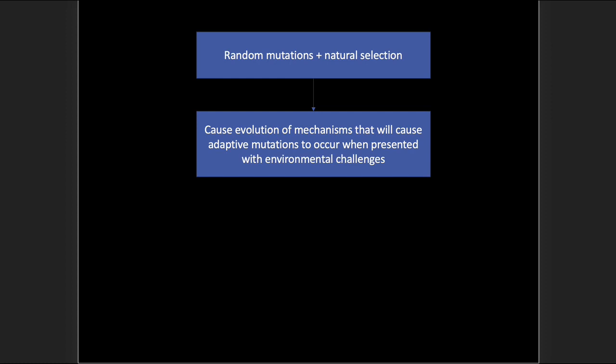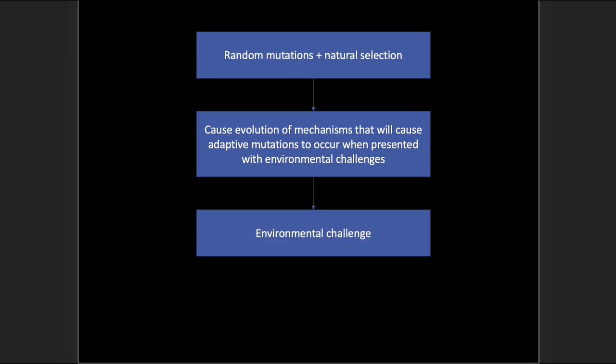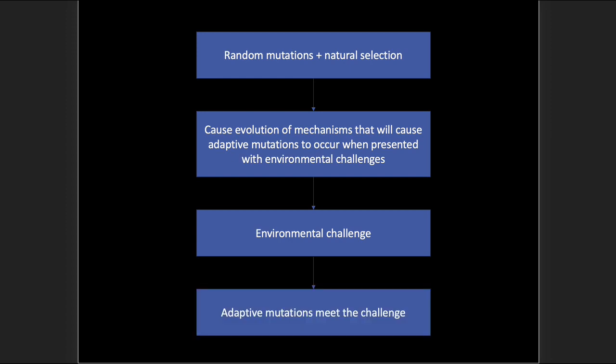So let's chart this out from an evolutionary perspective. You begin with random mutations and natural selection. That's the classic evolutionary model. They then somehow cause the evolution of mechanisms that will cause adaptive mutations to occur when the organism is presented with an environmental challenge. Okay, so random mutations and natural selection are setting you up for success by causing the evolution of mechanisms that will cause the adaptive mutations, or help to cause the adaptive mutations, to occur when you have an environmental challenge sometime. And there's all kinds of different environmental challenges that can occur. Then, sometime in the future, you have an environmental challenge that comes along, and voila, those adaptive mutations meet the challenge. So that's the kind of narrative that the evolutionists are proposing here.